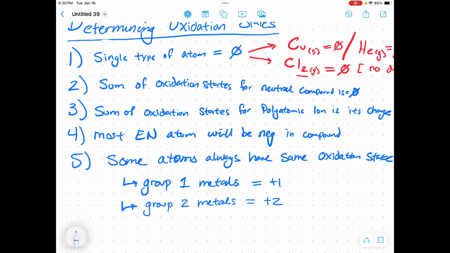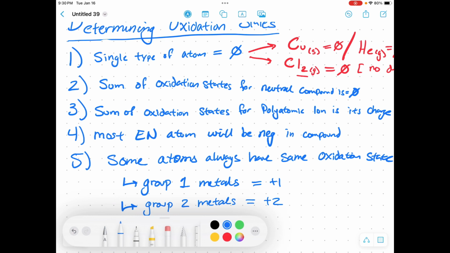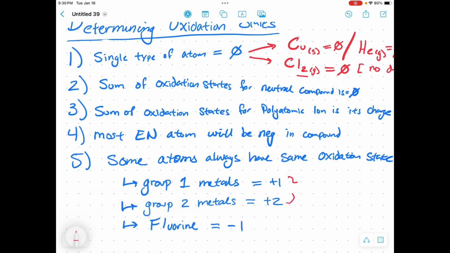And then your fluorine is always going to be negative 1. This just has to do with electronegativity. So for the most part, your metals in group 1 and group 2, these are always going to be your least electronegative. And then fluorine, no matter what it's connected to, it's going to be the most electronegative. So you always know what those charges are going to be.